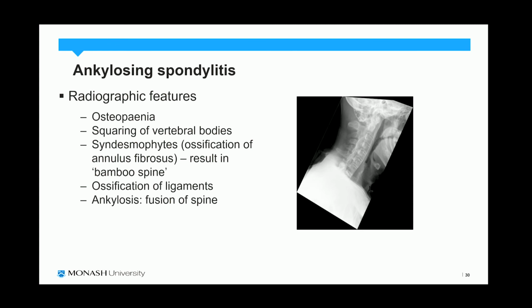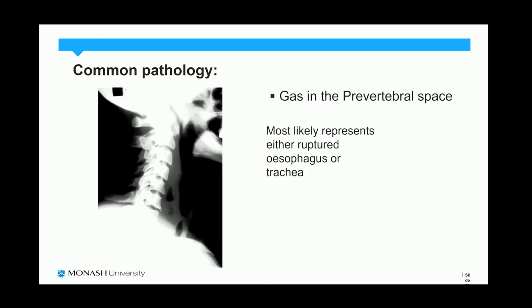Ankylosing spondylitis. On an X-ray, you would look out for osteopenia and then squaring of the vertebral bodies, and then the spine becomes like a bamboo because of ossification of the annulus fibrosus, also ossification of the anterior ligaments, and then ankylosis, which is fusion of the spine. Finally, gas in the prevertebral space can occur when there is a ruptured esophagus or trachea.